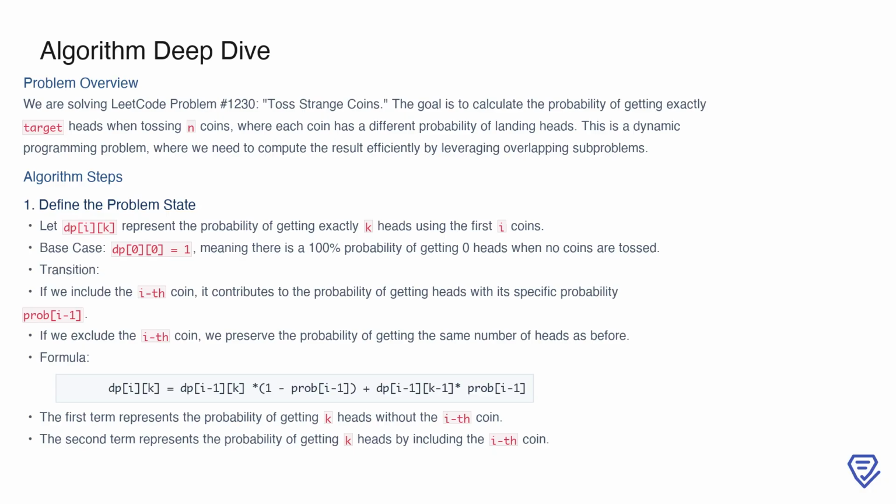The transition formula then allows us to update this state. If we include the ith coin, it contributes to the probability of heads based on its specific probability, prob[i-1]. If we exclude it, the probability remains the same as before. The formula sums these two possibilities, where the first term accounts for excluding the coin, and the second term accounts for including it. This approach ensures that we efficiently account for all combinations of coins and head counts.